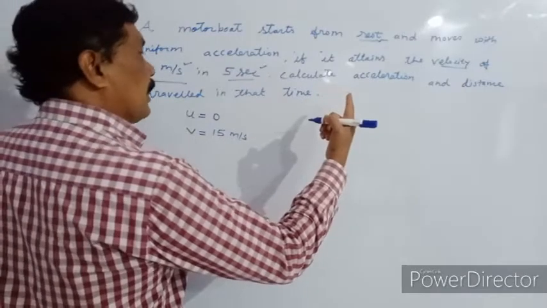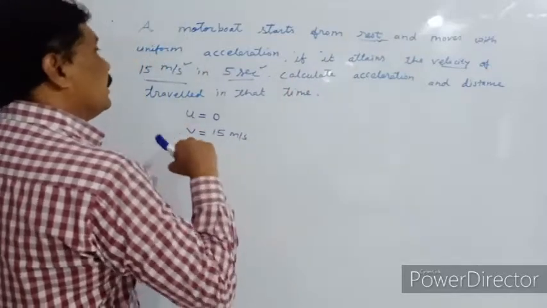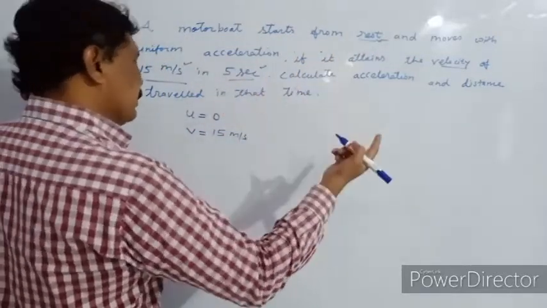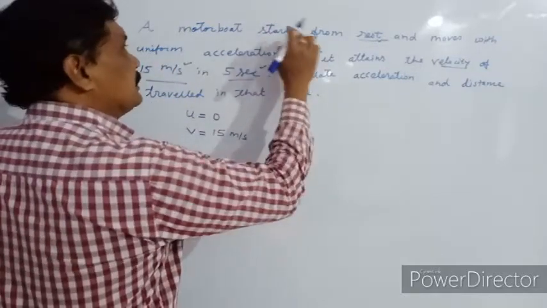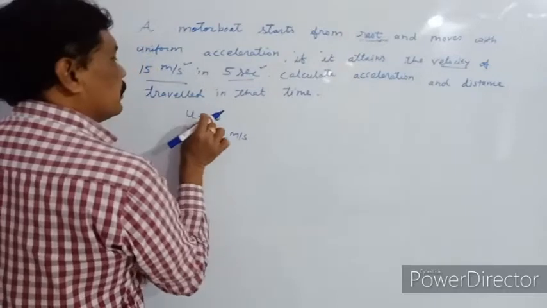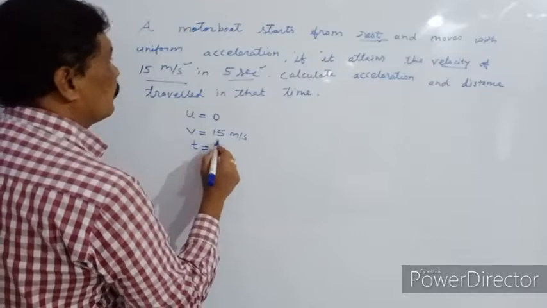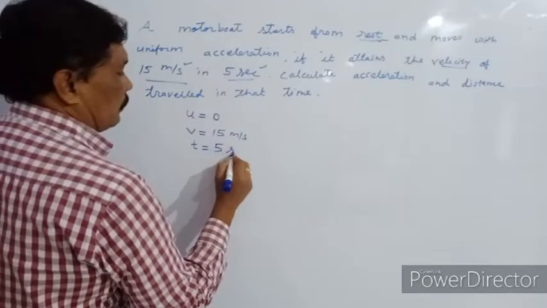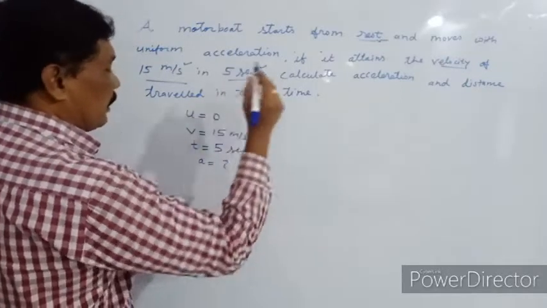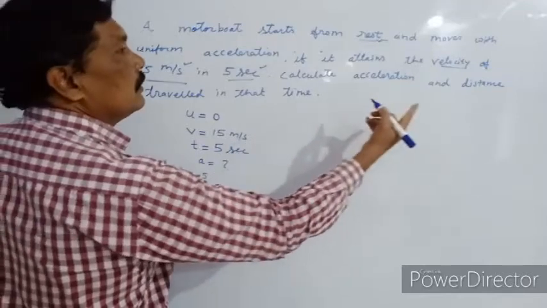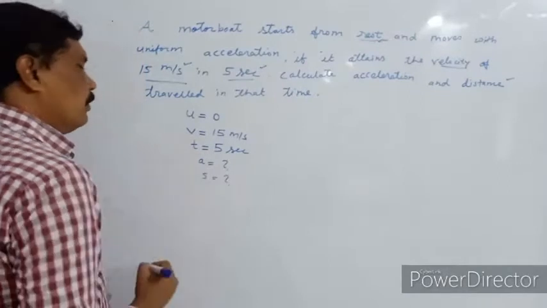And what happened after the time interval of 5 seconds? It attains the velocity. When it attains the velocity, it is what? Final velocity. So this value is v. And the body starts from rest, so the initial velocity will be 0 and t is 5 seconds. Find the acceleration and also find the distance s. These both we have to find.